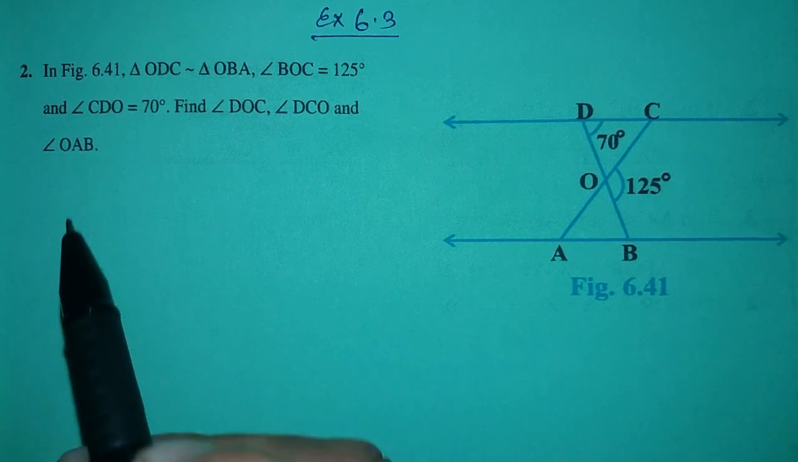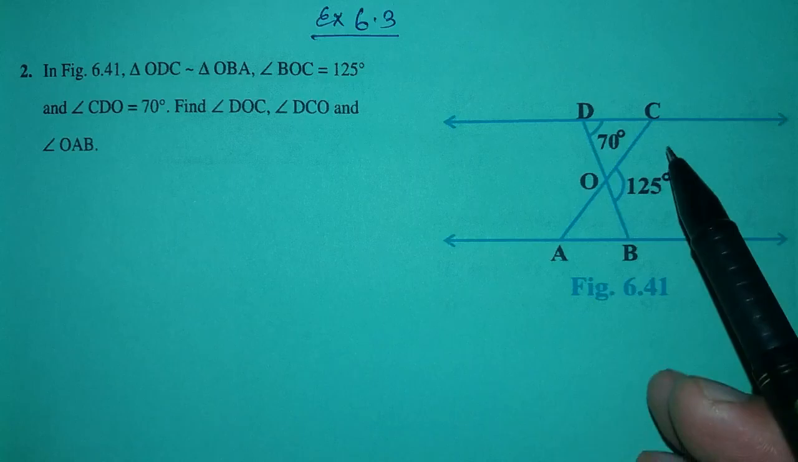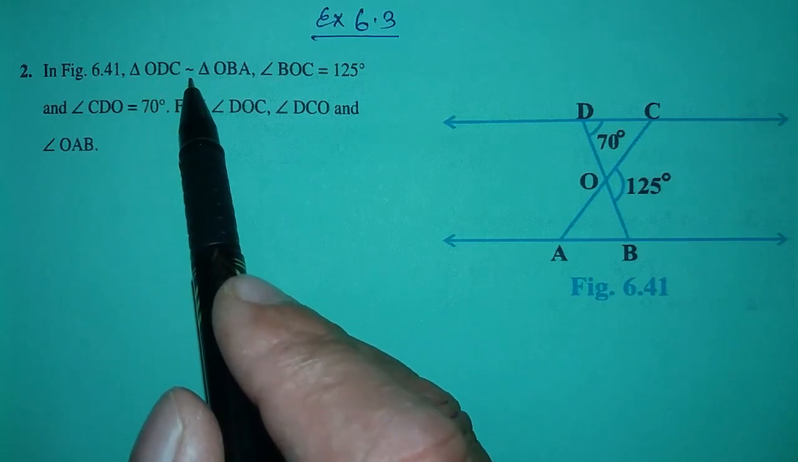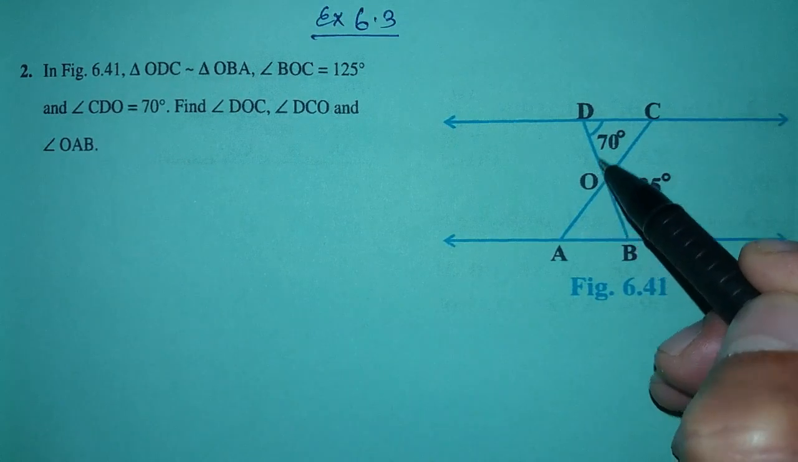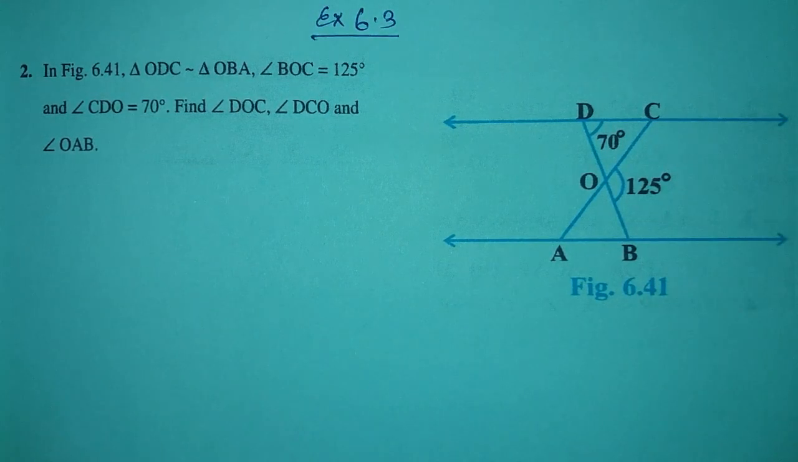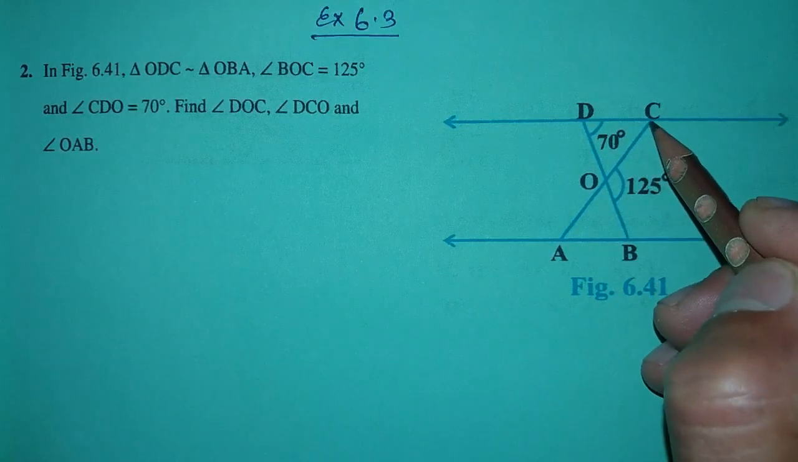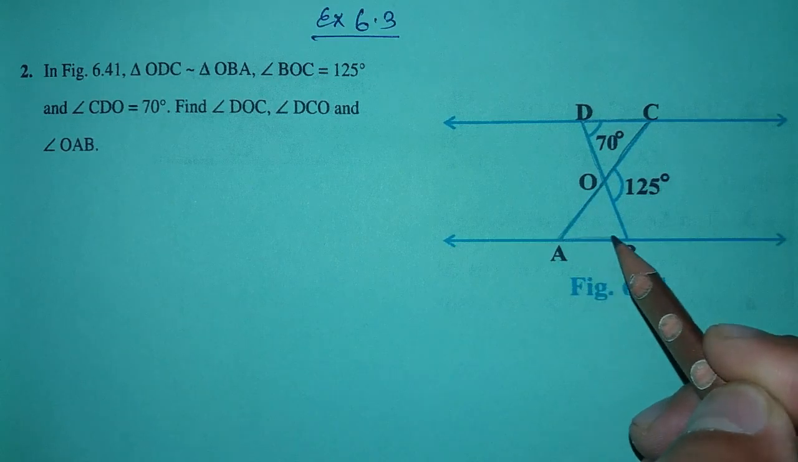Let's see question number 2 in figure 6.41. In this figure, triangle ODC is similar to triangle OBA. Triangle ODC, this triangle, is similar to triangle OBA, this triangle. So these are the two similar triangles.